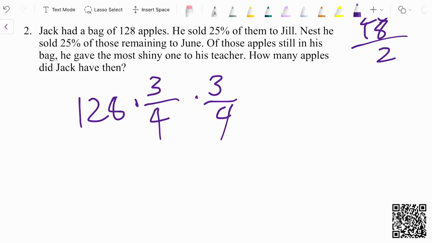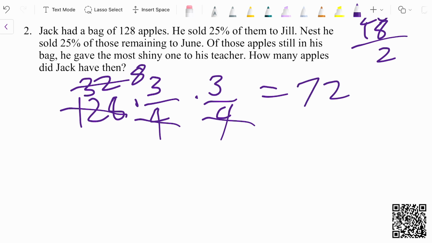I just minus 1 because he gave the most shiny one to his teacher, which he obviously polished with sandpaper, but you know. Anyway, we're going to divide. We get 32, divide again, we get 8. 8 times 3 times 3 would get us 72. So he had 72 before he gave the most shiny one to his teacher. So he had 71 left over.